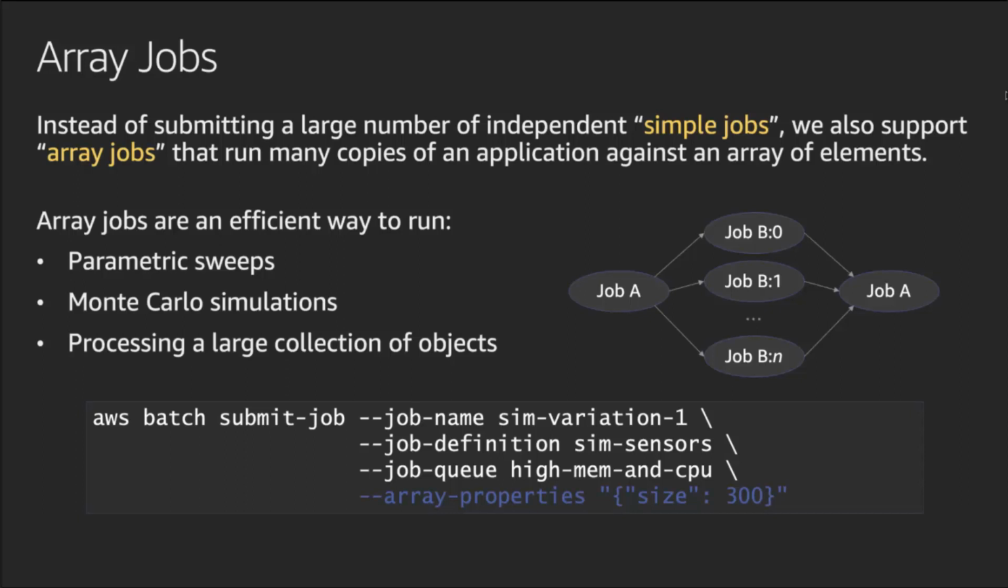Array jobs within Batch allow you to submit a large number of independent simple jobs, which allow many copies of that simple job to be run against an array of elements. For example, if you have an array of jobs that need to be run, but each job requires slightly different parameters, you can do that. You can submit this job through the array properties parameter. On this slide, we're showing a size of 30, but each of those jobs themselves will have slightly different parameters to allow that job to sweep through a data set. If you needed to break your data set up and say each job will process a piece of that data, that's a great use case for using array jobs.